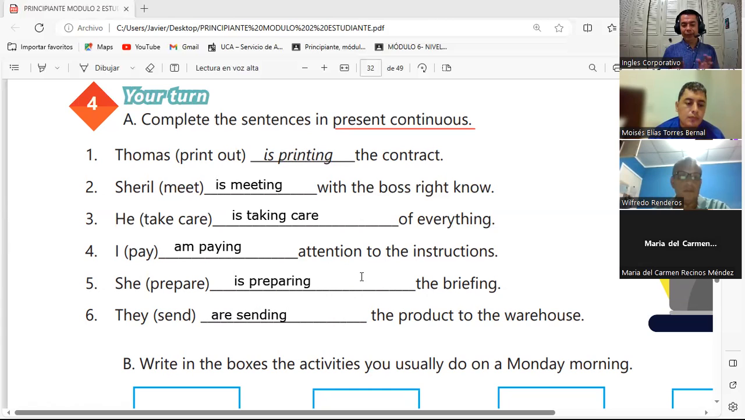No question. Okay, very good. So this is present continuous. Yo les dije que había que distinguir entre el presente simple y el presente continuo, pero era una cascarita, era una trampa. All the sentences are present continuous. Look. 1, 2, 3, 4, 5, 6. Present continuous. All right? Any question, class? Okay. Thank you very much.